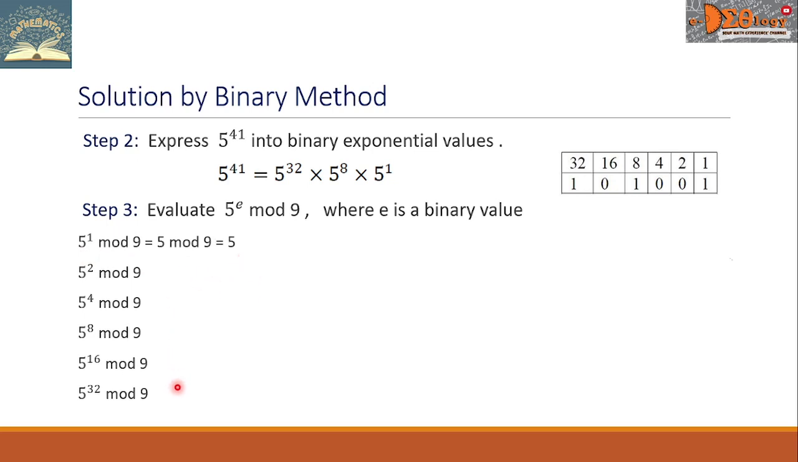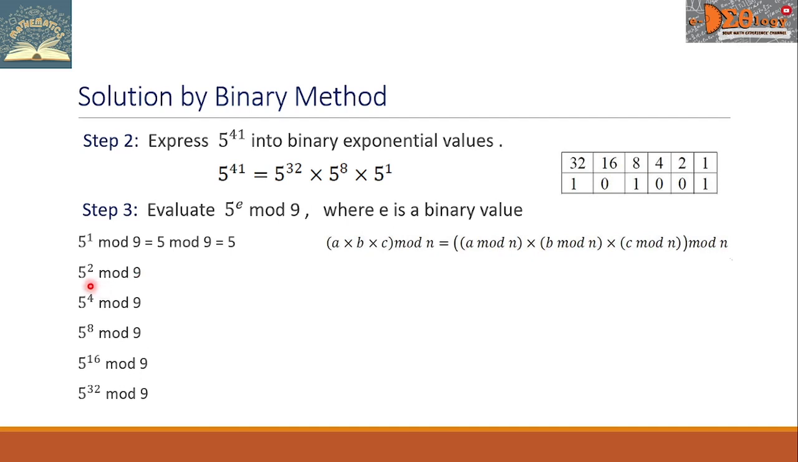For the remaining moduli, we are going to use an identity of modulus, and it will be like this. The quantity A times B times C, then mod n, is equal to the quantity A mod n times B mod n times C mod n, then mod n.